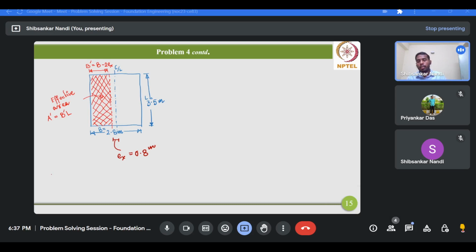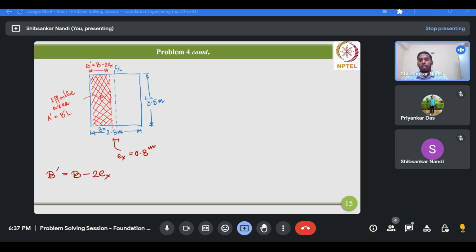If the eccentricity persists along the width direction, then you have to consider the modified width as the original width minus 2 times the eccentricity along that direction. And if the eccentricity is along the length direction, then the modified length will be the original length minus 2 times the eccentricity along the length direction. However, for this problem, the eccentricity is observed along the width direction only, and we have to modify the width only. And after modification, this is the effective area.